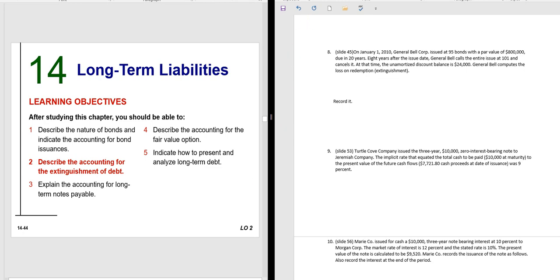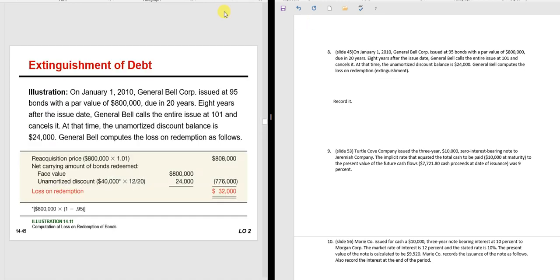Okay, so now we're going to switch to extinguishing debt, which is calling off, but I am running out of time here, and I'm kind of tired after 52 minutes, so I'm going to pause here and make a separate video starting on number 8.